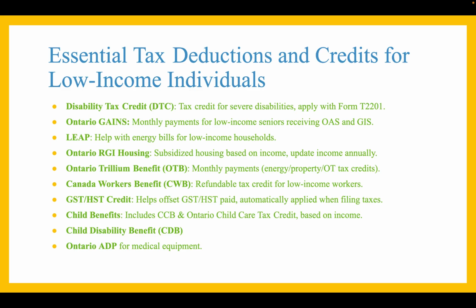Next, I want to talk about essential tax deductions and credits for low-income individuals. Before explaining what deductions and credits are, note these important tax credits. Programs such as Disability Tax Credit, Ontario Gains LEAP Program, Ontario RIGI Housing, Ontario Trillium Benefits, GST/HST Benefits, Child Benefits CCB, Child Disability Benefit, Ontario ADP. These are essential benefits for people in the lower income bracket. These benefits allow us to earn more money out of our income.